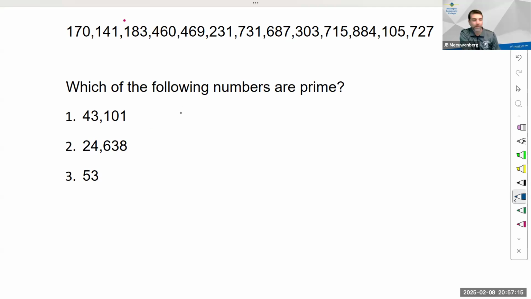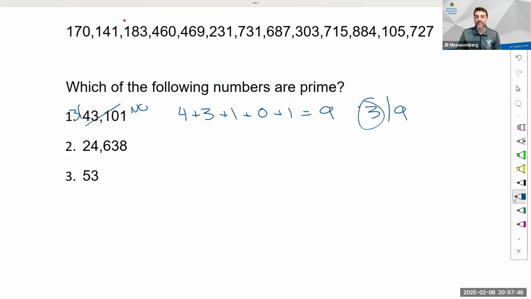Remember the divisibility rule for 3? Let's add the digits. 7, 8, 9. If you add those numbers, you get 9. 3 is divisible by 9. So that means 3 is divisible by that whole thing. So 43,101 is a composite number. That's a composite number. Is it prime? No, not prime. As long as you can find one number that it's divisible by, not prime.